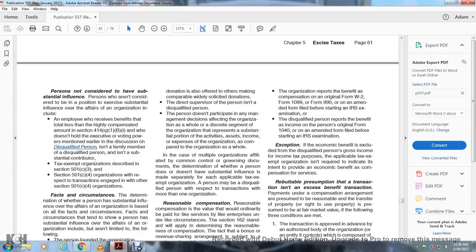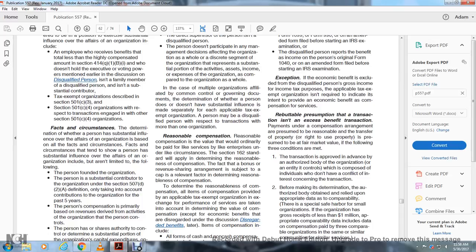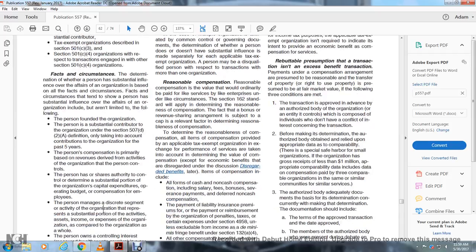Or the economic benefit is excluded from the disqualified person's gross income for income tax purposes. The applicable tax-exempt organization is not required to indicate its intent to provide the economic benefit as compensation for services. Rebuttable presumption that the transaction is not in excess of the benefit. Payments under a compensation arrangement, or transfers of property or rights to use property, are presumed to be at fair market value if the following three conditions are met.